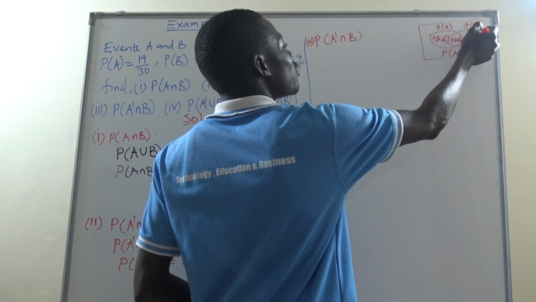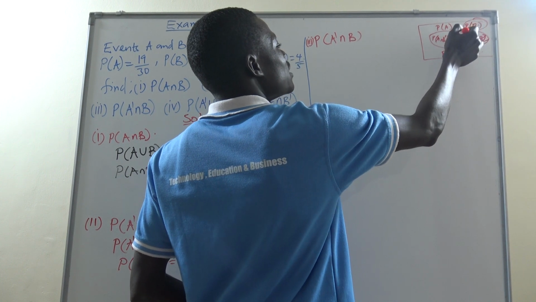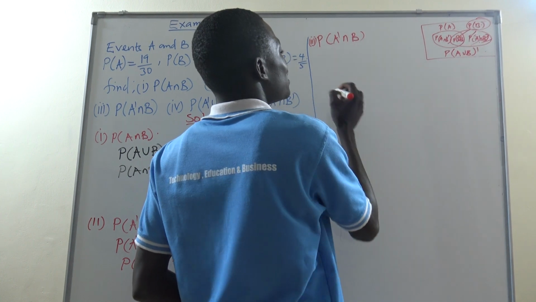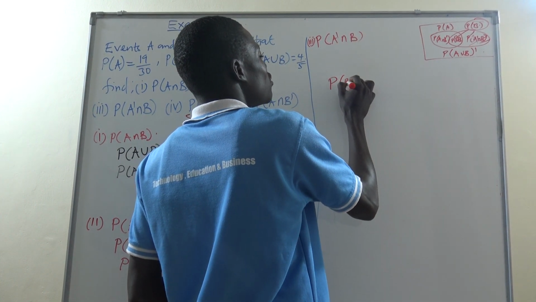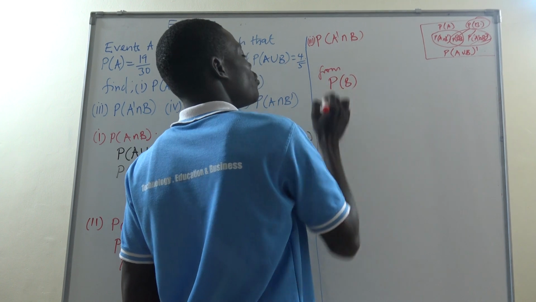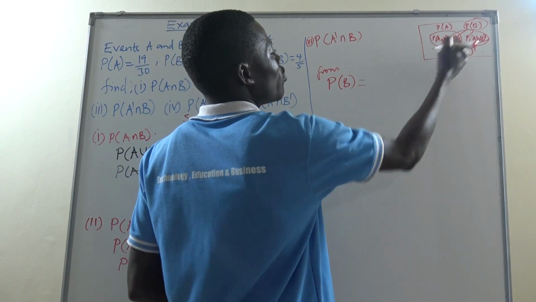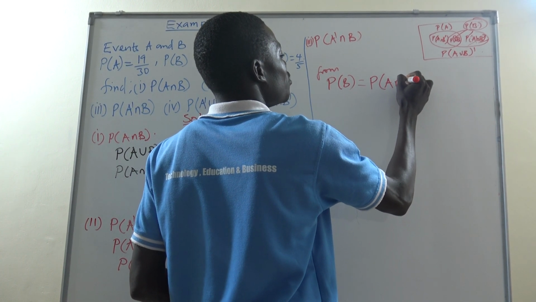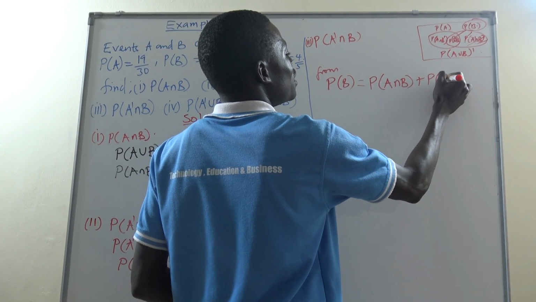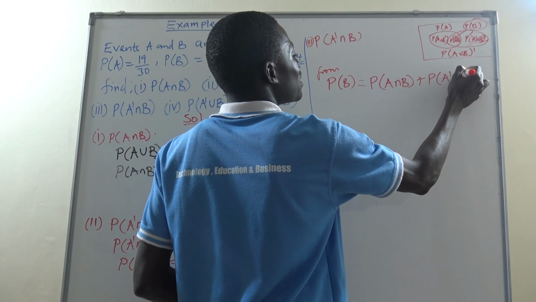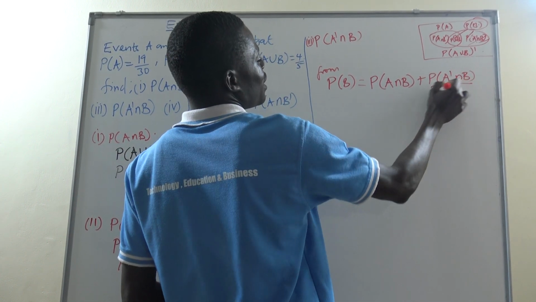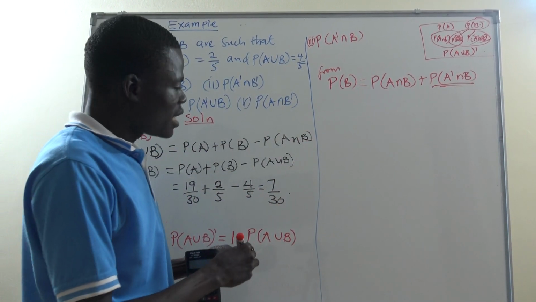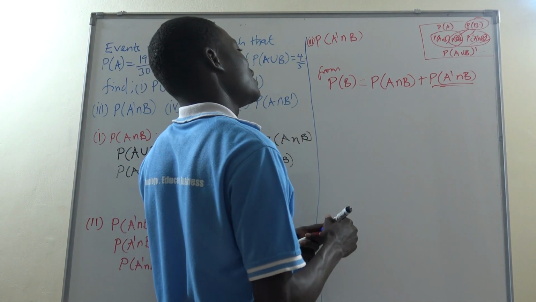This one can be got from probability of B, which is equal to probability of A intersection B, plus probability of A complement intersection B. What do we want? We want this one. So there we just rearrange our formula and then we get the probability that is required.